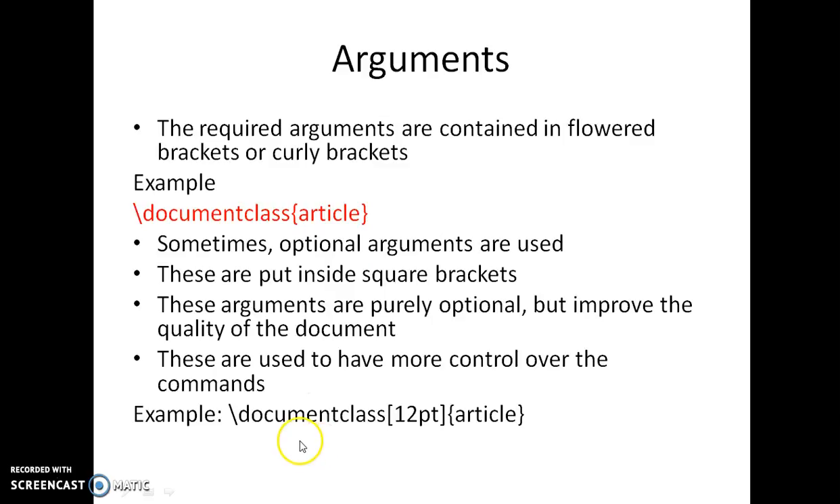Like here we can specify document class. Within square brackets, I have specified 12 point, meaning the fonts are going to be of 12 point size. The class is going to be article. See, this is a generic command where we say document class is article. This is a more specific class, like document class 12 point and article, where the font size is going to be 12 point.